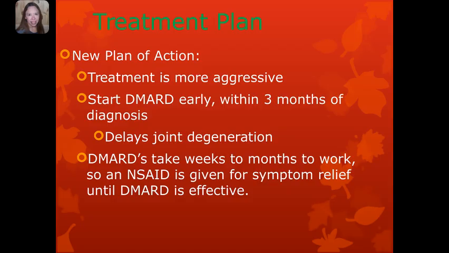We're a little bit more gung-ho in trying to prevent the progression of rheumatoid arthritis. So we're definitely going to start the DMARD as early as possible. We really want to get that started within 3 months of the diagnosis. It's going to help delay that joint degeneration. Remember, though, it does take weeks to months to start seeing the effects of the DMARDs. So in the meantime, we can use the NSAIDs to help relieve the symptoms of pain and inflammation of the joints until the DMARD kicks in and starts working.